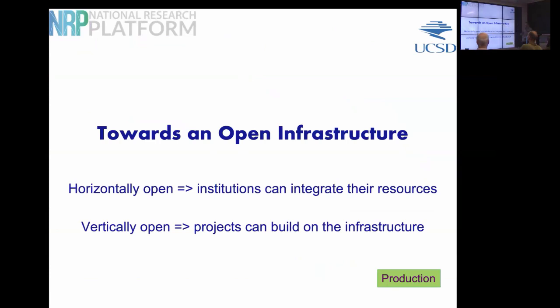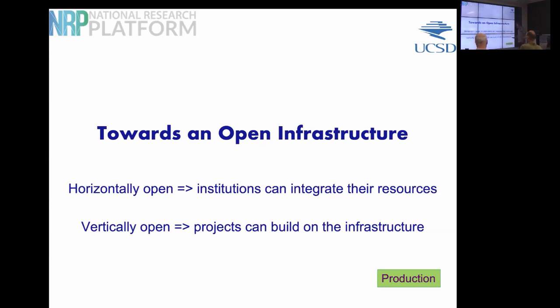Towards an open infrastructure, I have for some time now been arguing that we need to address these challenges that I mentioned and that I'll talk about throughout this talk. We need an infrastructure that is both horizontally open and vertically open. With horizontally open, I mean the obvious: institutions can integrate their resources. I've been doing this for 20-some years, so it's an easy one for me to talk about. The vertically open is what we haven't been doing for 20-some years, because that is something that is brand new as a capability, and I'll explain why.